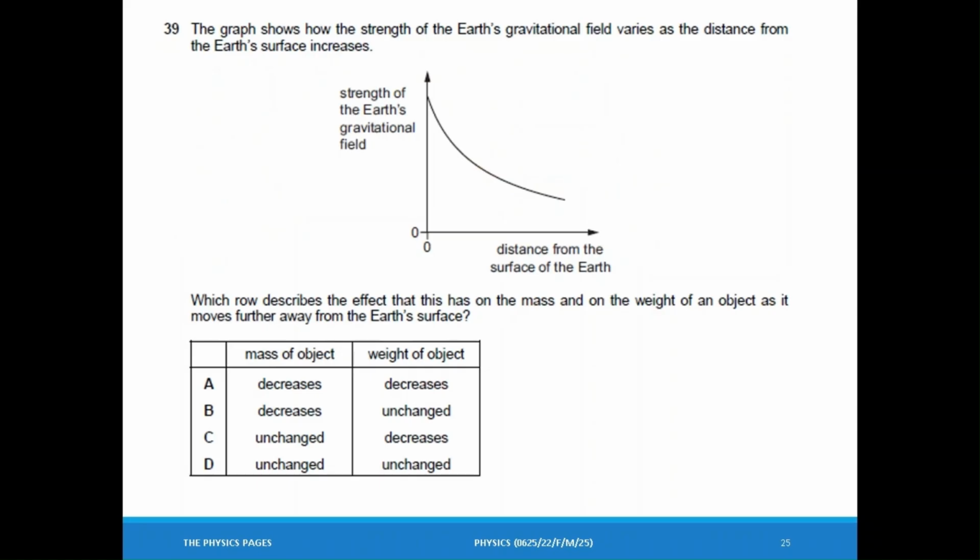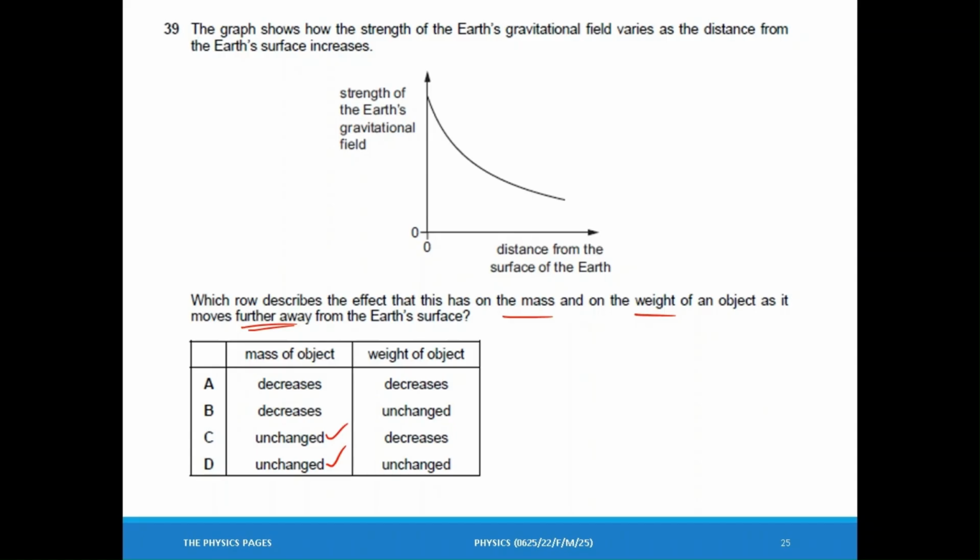Question number 39 says a graph shows how the strength of the earth's gravitational field varies. As the distance from the surface of the earth increases, gravitational field strength decreases. So here we have to check the row that shows the effect on the mass and the weight of the object as it moves further away. First, we know that mass doesn't change, whether we are on the surface or away from the surface of the earth. So option C or D might be the right choice.